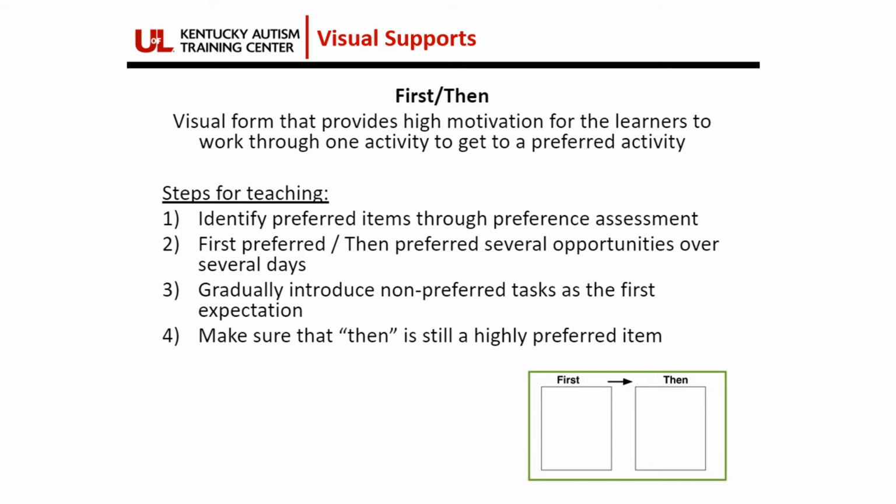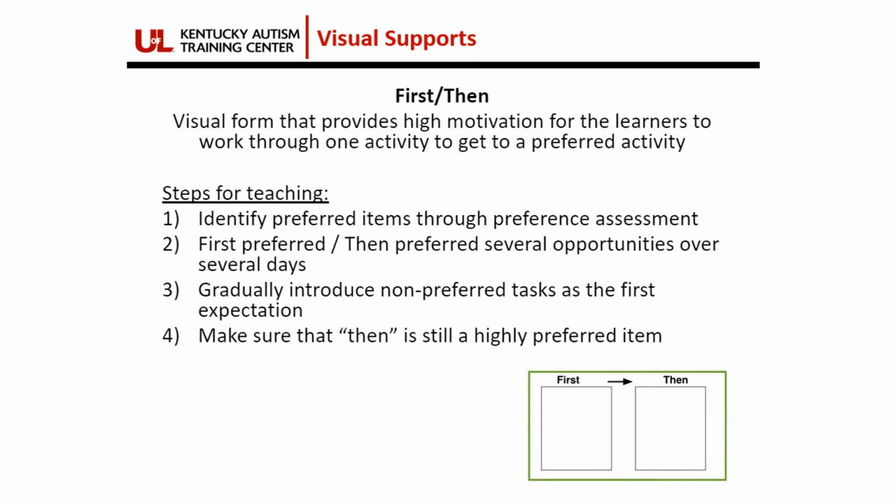If I was first introducing this, then the first is going to be highly preferred, and then the then is going to be highly preferred, because my goal is to teach the kids that these cards don't mean that we're only going to do the activity that they hate. Maybe they hate writing, so I wouldn't start with writing as my first or then right away. When I taught this with my students, I did first computer and then iPad, because I was just teaching them to transition from activity to activity, to move from a highly preferred thing to another highly preferred thing.